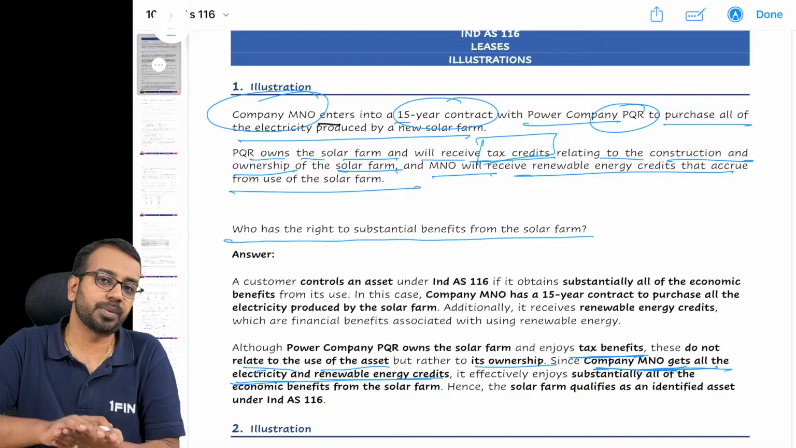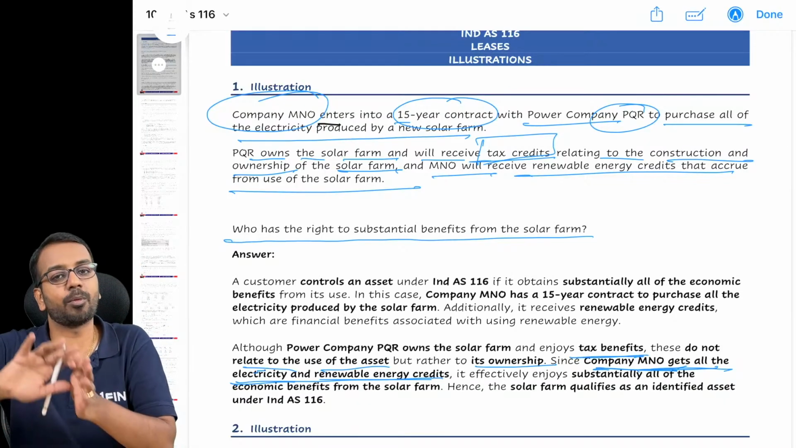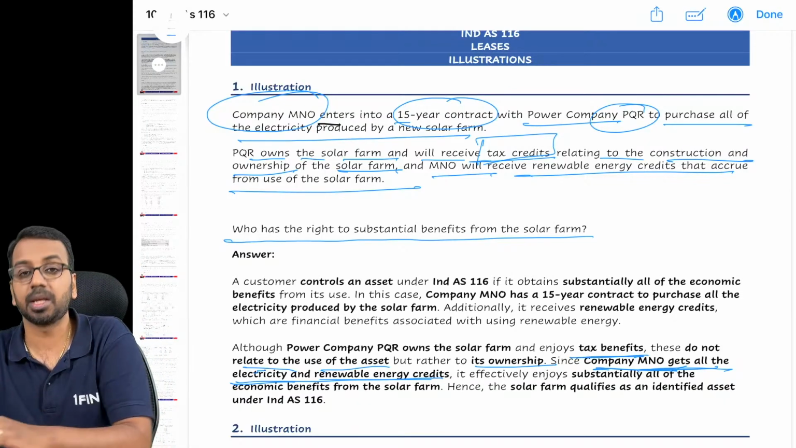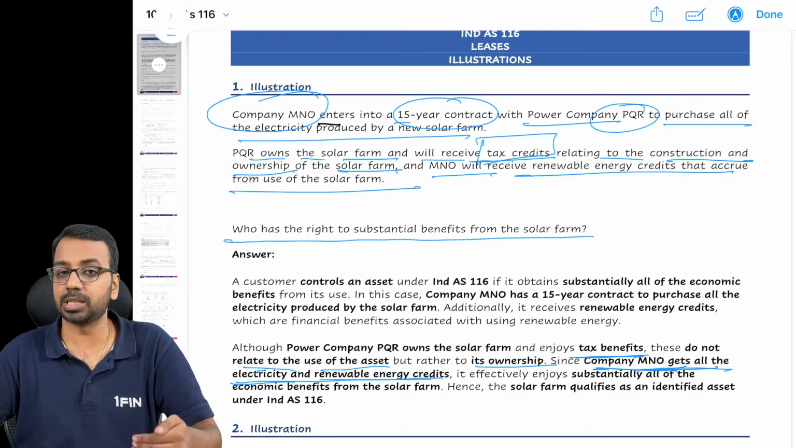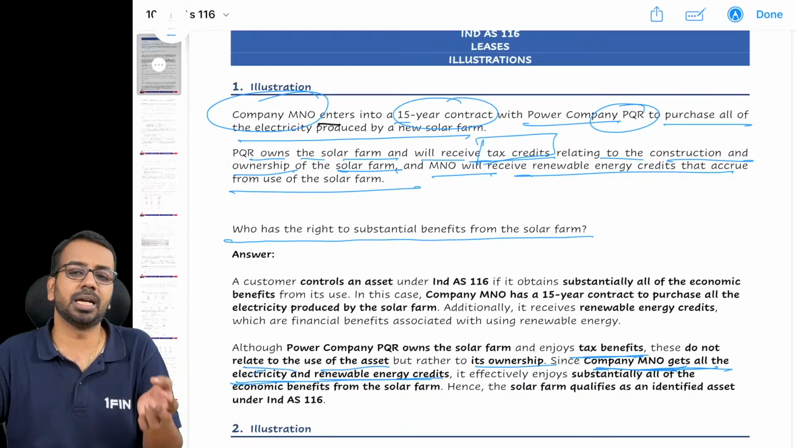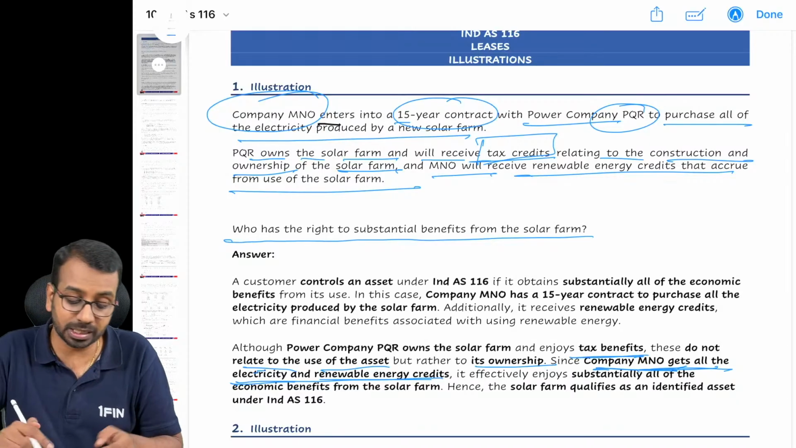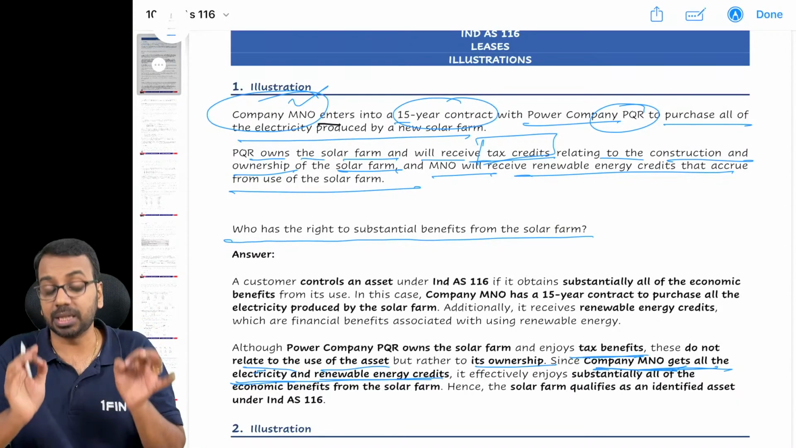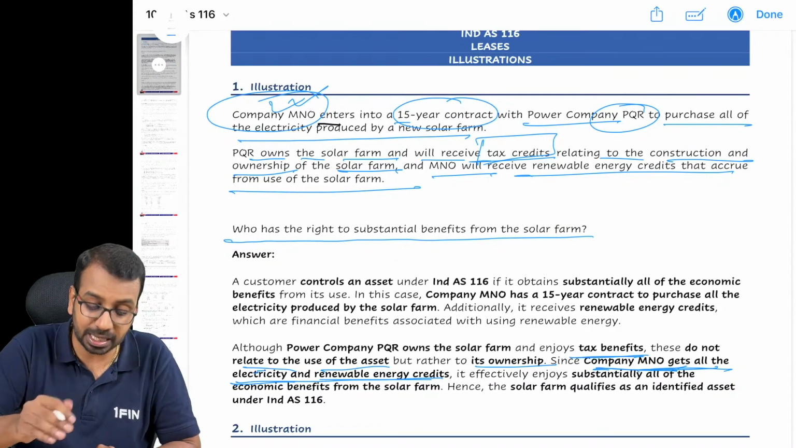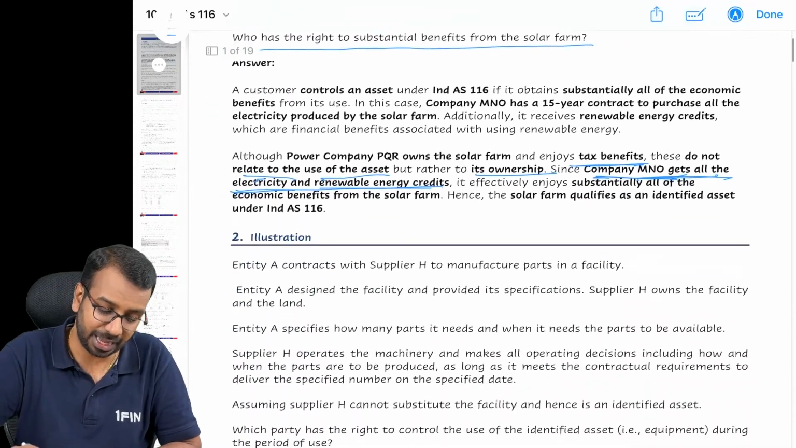So one is ownership. In case of leases, we are not talking about benefit arising from ownership. We are talking about benefit arising from lease. What are the benefits arising from lease? The electricity and the credits. Who is getting that? MNO is getting that. So in that case, MNO will say, okay, the solar farm is an identified asset.